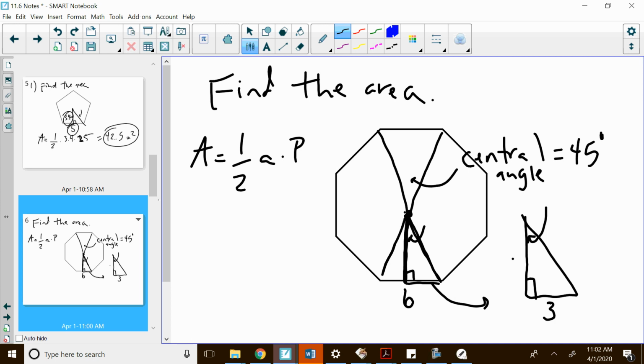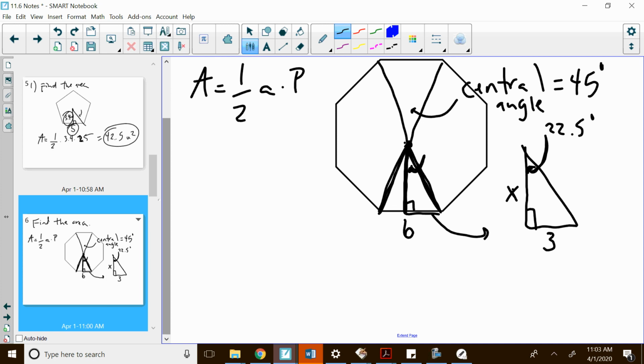Notice if I were to draw the full central angle down here, it would be this whole angle, which is 45. This angle right in here is actually half of that, which is 22.5 degrees. So now if I write this as x, that's my apothem's length, we're just going to do a little trig, right? We know this angle. We know the opposite leg. We want to know the adjacent leg. That's a tangent ratio. The tangent of 22.5 is equal to 3 over x.